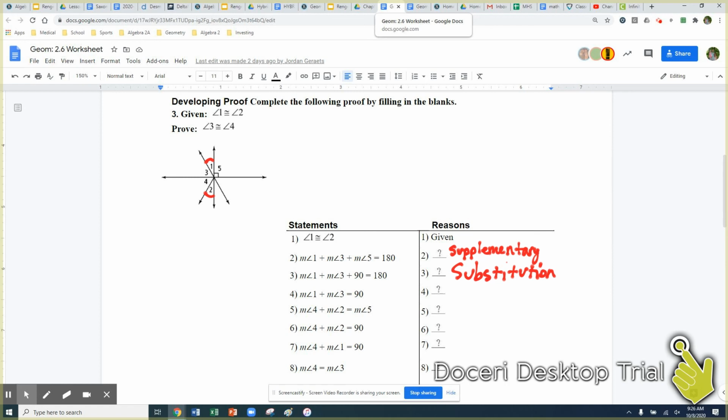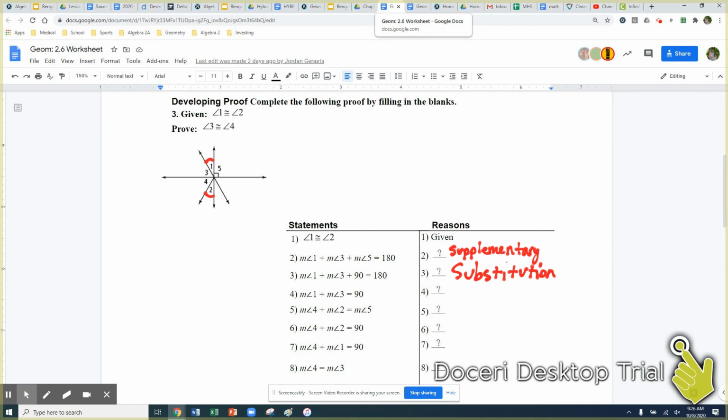Now I would accept a couple answers here. But if you look at the step above, we got rid of that 90, and then the 180 became 90. So what did we do to both sides of our equation? We subtracted 90 from both sides. So 90 got subtracted from 90, canceled out on this side, 180 became 90. So I would accept, okay, you put subtraction property, that works.